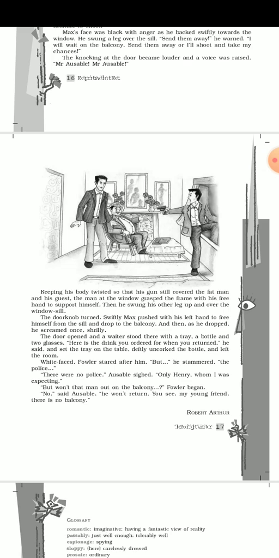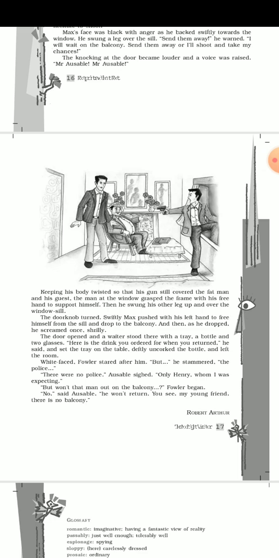It means there was no police at the door. Ozable just cooked up that story. Ozable told a lie, right? I hope you are getting it. It means the door opened and a waiter stood there with a tray. Ozable had rented a room on the 6th floor, but as soon as he entered the reception area, he ordered wine for himself, right? Wine for himself as well as for his guest Fowler.